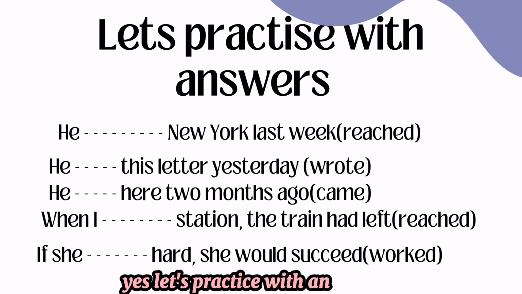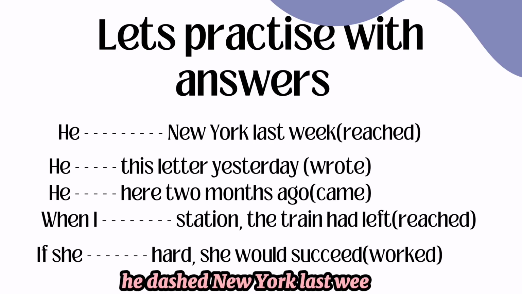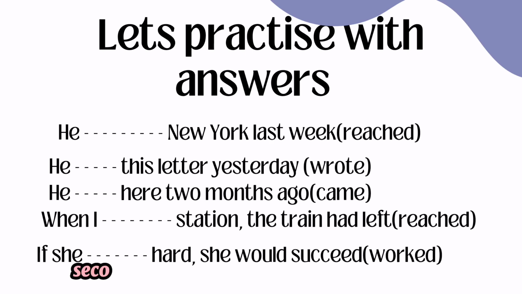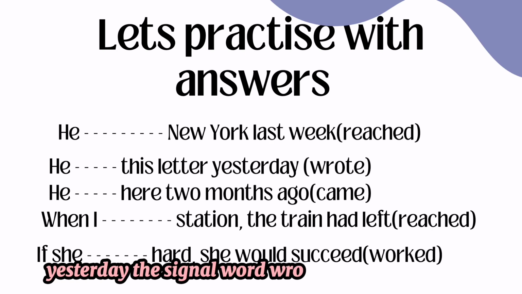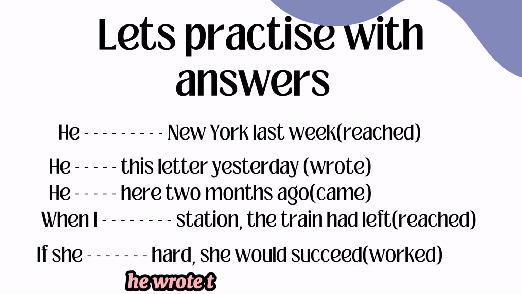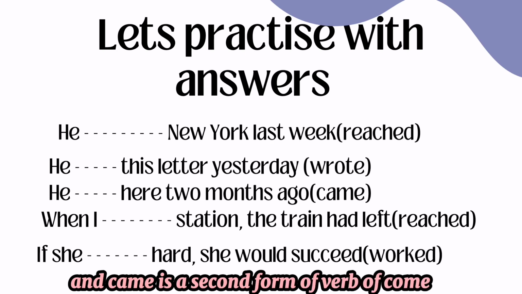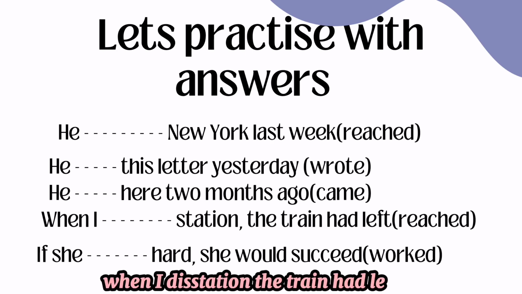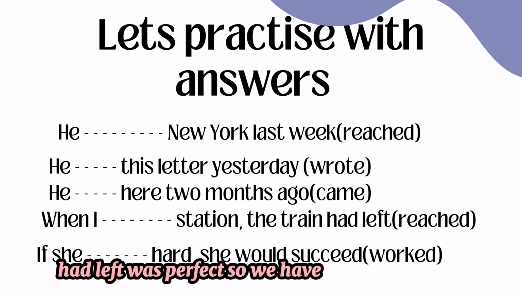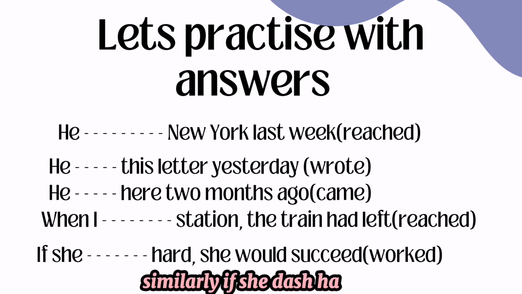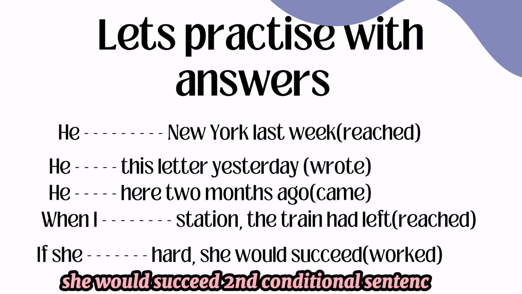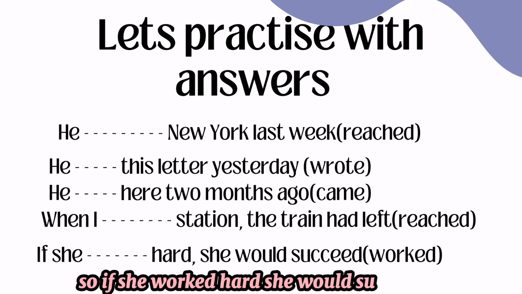Yes, let's practice with answers. He dash New York last week. He reached New York last week. Second form of verb. He dash this letter yesterday. Yesterday is a signal word. Wrote, second form of write. He wrote this letter yesterday. He dash here 2 months ago. Ago is a signal word and came is the second form of verb of come. When I dash station, the train had left. Had left, past perfect. So we have to put second form of verb, reached. Similarly, if she dash hard, she would succeed. Second conditional sentence. So if she worked hard, she would succeed.